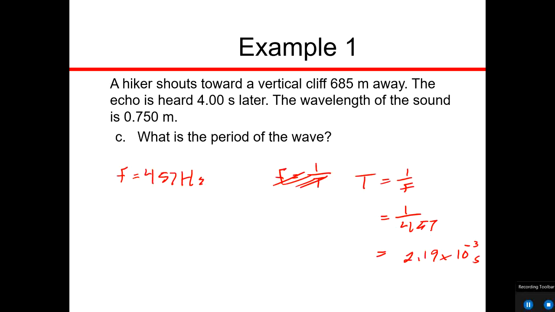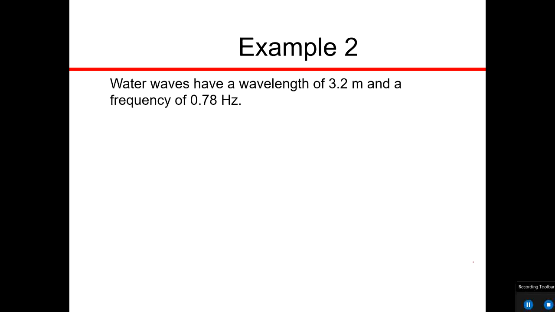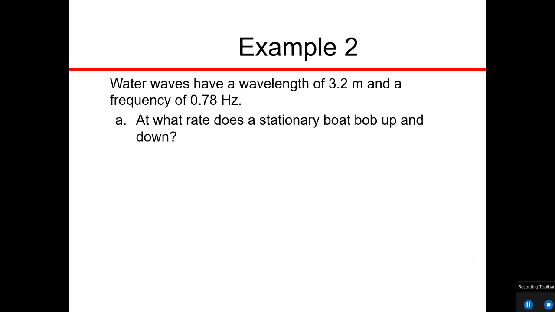Okay, let's take a look at another example. So example 2. Water waves have a wavelength of 3.2 meters and a frequency of 0.78 hertz. So we have water. At what rate does a boat bob up and down on the water?